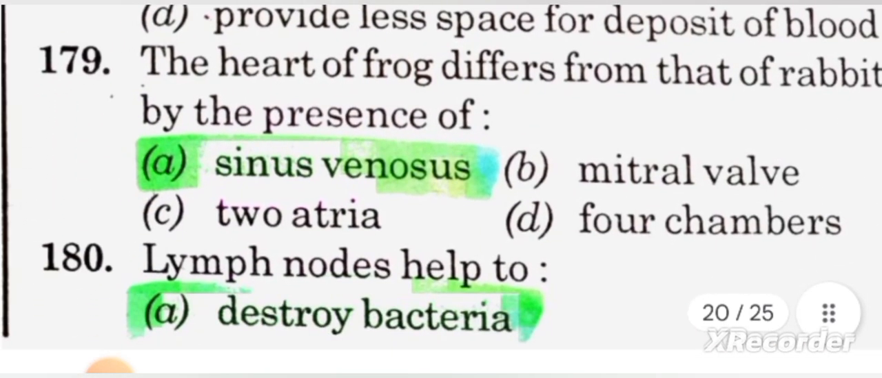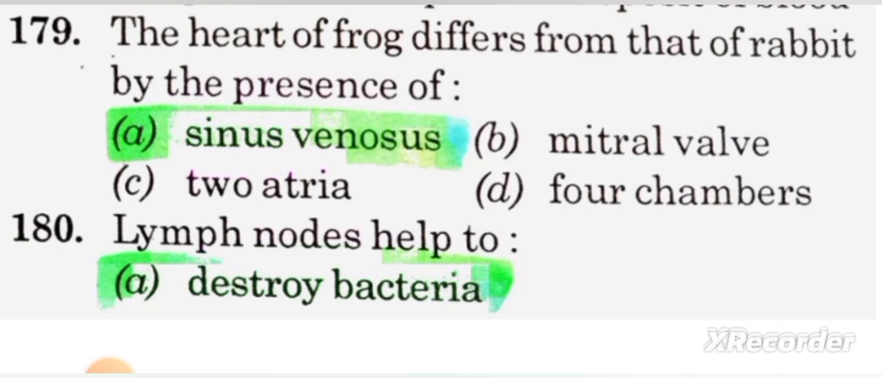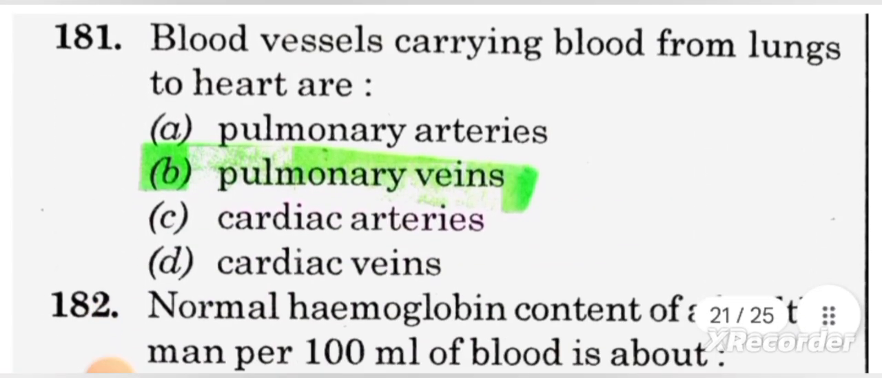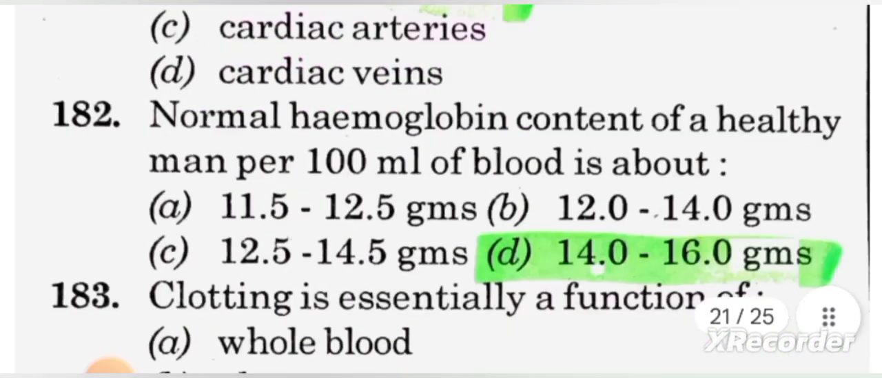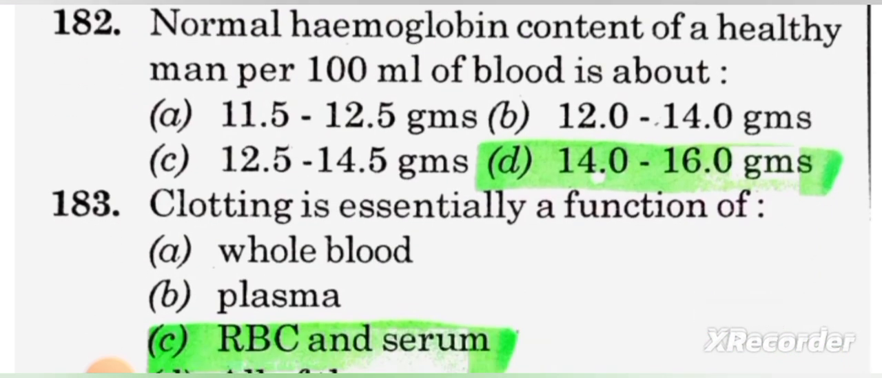179. The heart of a frog differs from that of rabbit by the presence of. Answer A. Sinus venosus. 180. Lymph nodes help to. Answer A. Destroy bacteria. Next, 181. Blood vessels carrying blood from lungs to heart are. Answer B. Pulmonary veins. 182. Normal hemoglobin content of healthy man per 100 ml of blood is about. Answer D. 14.0 to 16.0.